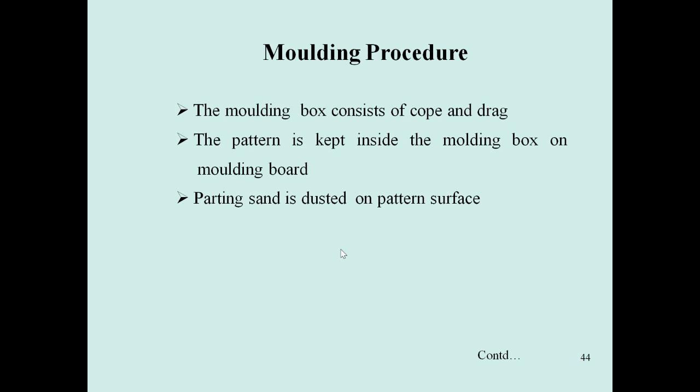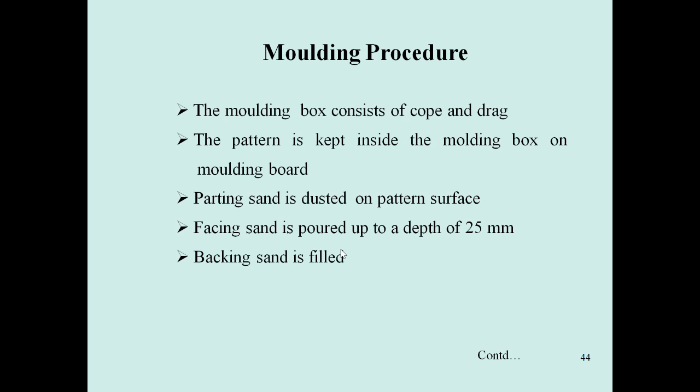Parting sand is used as a dust on the pattern surface. Next, facing sand is poured up to a depth of 25 mm. So there will be a sand called facing sand. Also we have to use the backing sand. So backing sand is filled.